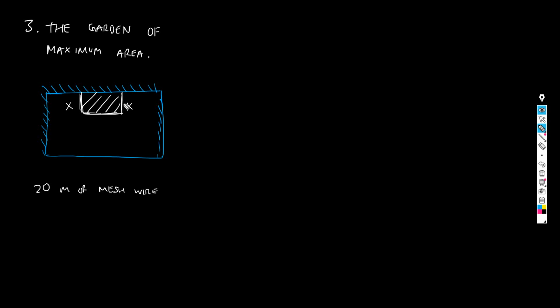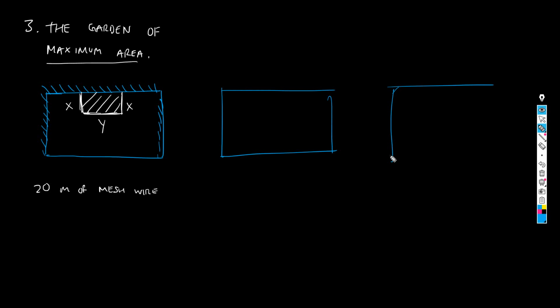X, of course they need to measure the same, right? Because we're talking about a rectangle. And Y. What do these dimensions, X and Y, have to be in order for the garden to have the maximum area possible? Because it's going to be different if I have the same backyard and somebody decides to create the garden this way. First of all it would look very weird, but this and this and this is all your mesh wire and it amounts to 20 meters.